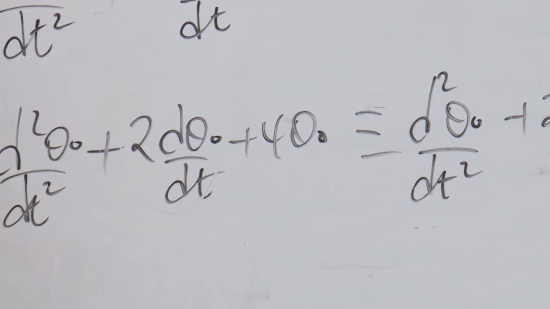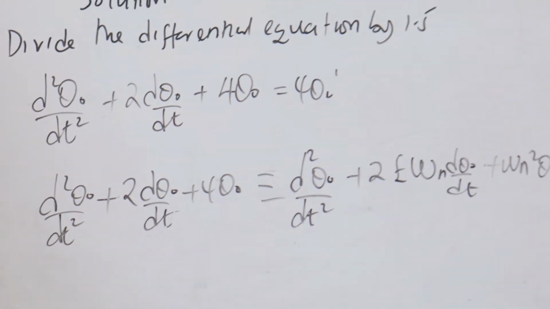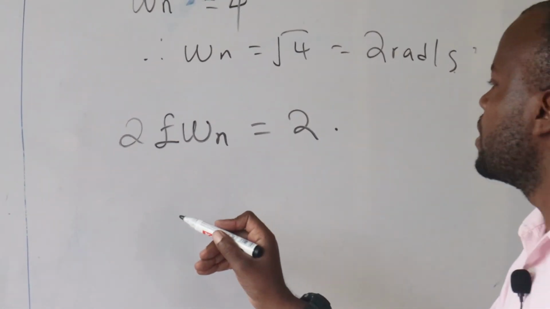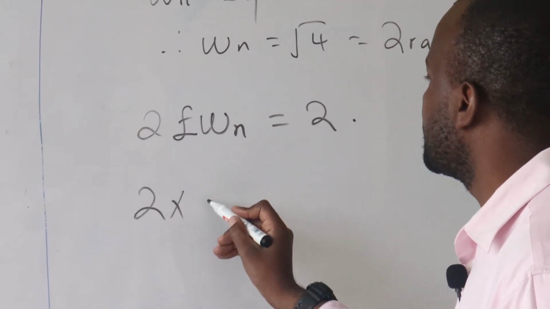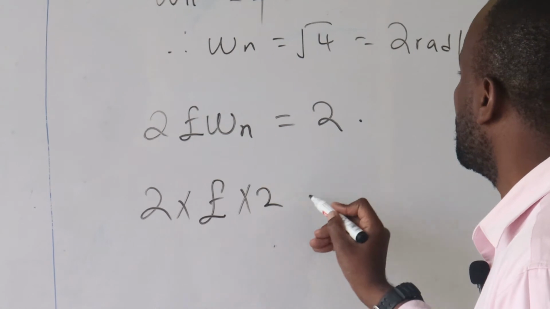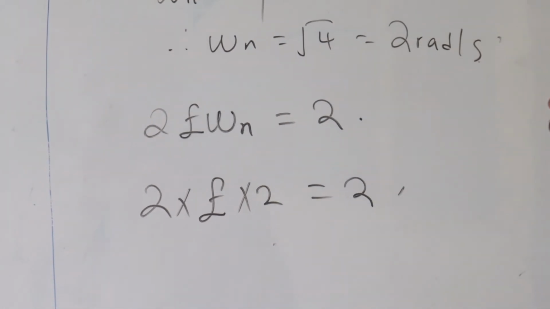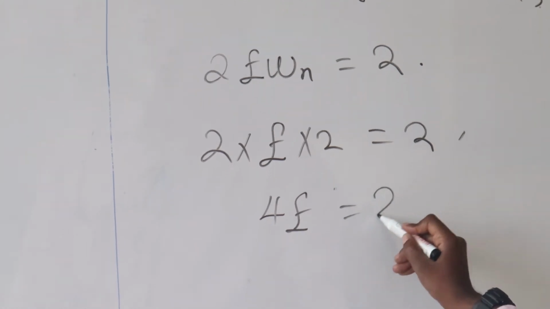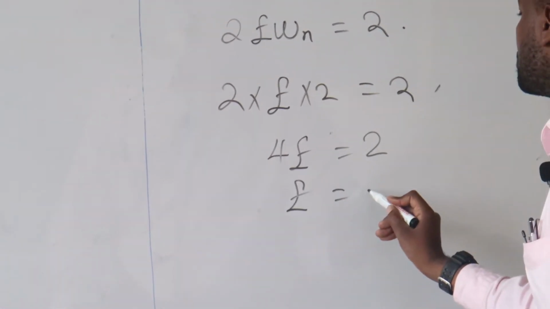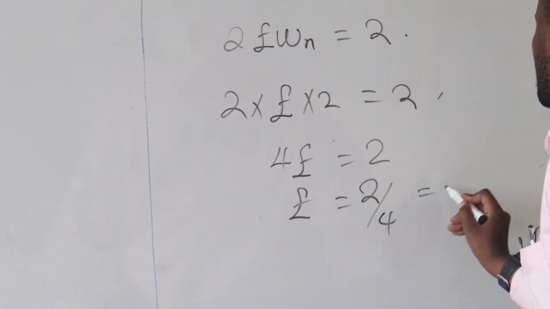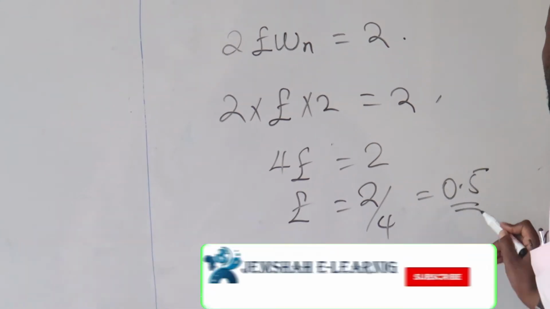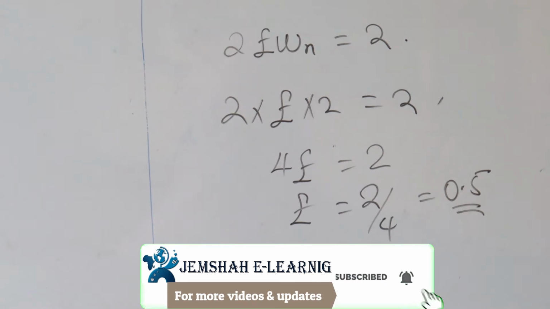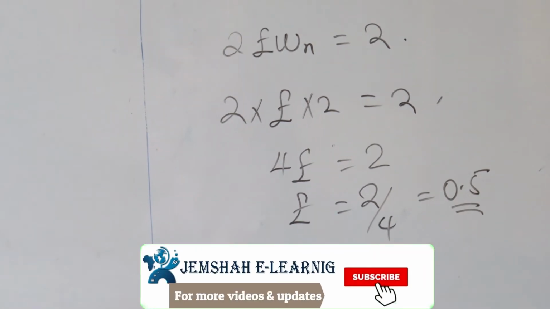But we know that omega n is actually 2. Therefore, we can say 2 times zeta times 2 should be equal to 2. Therefore, 4 zeta is equal to 2. Therefore, zeta is equal to 2 all over 4, which is equal to 0.5. And because that is a ratio, ratios don't usually have units. So it is simply 0.5.